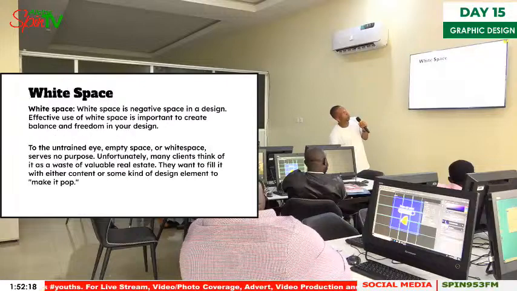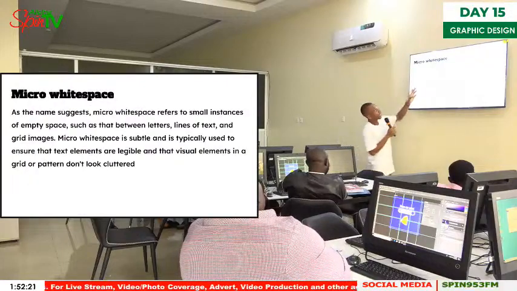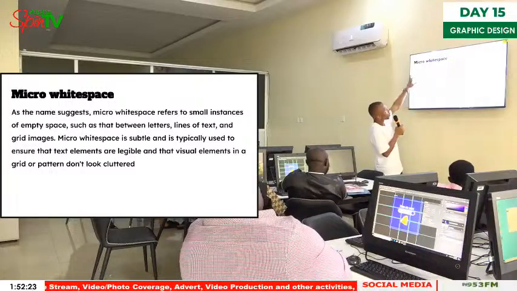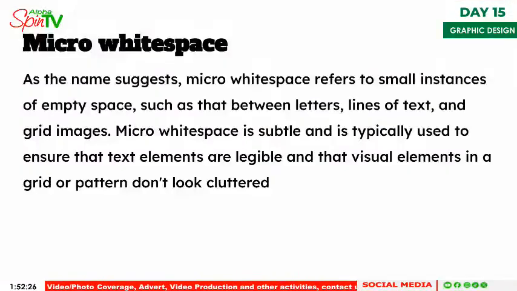Let's talk about microspace. As the name suggests, microspace refers to small instances of empty space, such as that between letters, lines of text, and grid images. Micro white space is subtle and is typically used to ensure that text elements are legible and that visual elements in a grid or pattern don't look cluttered. Look at the micro spaces here. All these small spaces we are seeing are called micro space, so that it's very legible and not cluttered.